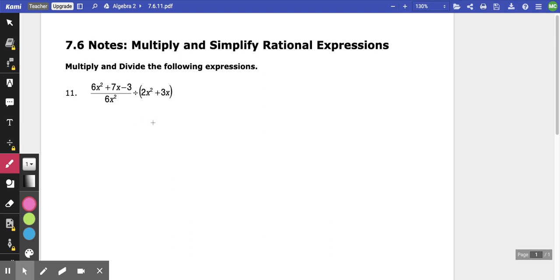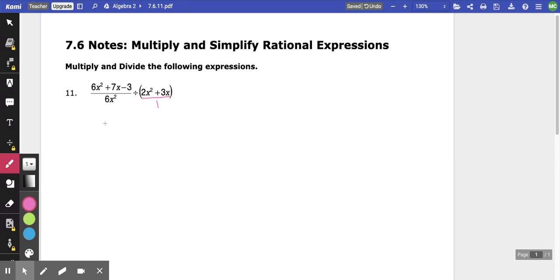Okay, we have another division problem here. But what's interesting about this one is the second expression that's there does not appear to be a rational expression. But if you recall, anything, you can put a 1 underneath and it doesn't change it, because dividing by 1 is the same thing as not dividing by 1. You get the same result. So with that in mind, this problem is very similar to the last one.